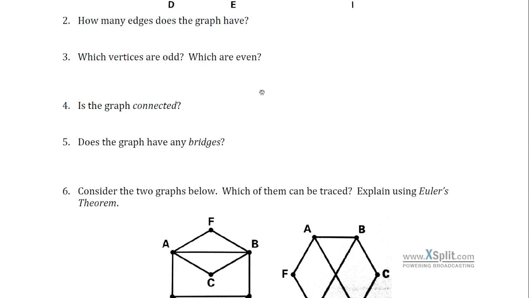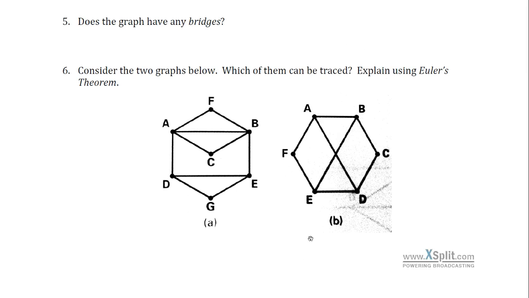Scrolling on down here, number 6. Consider the graphs below, which of them can be traced? We could try this out just hands-on and see if we can find a tracing of these graphs. Maybe I start at F and go F, B, around, around, around. No, shoot, that didn't work. Maybe there's another way to trace it.